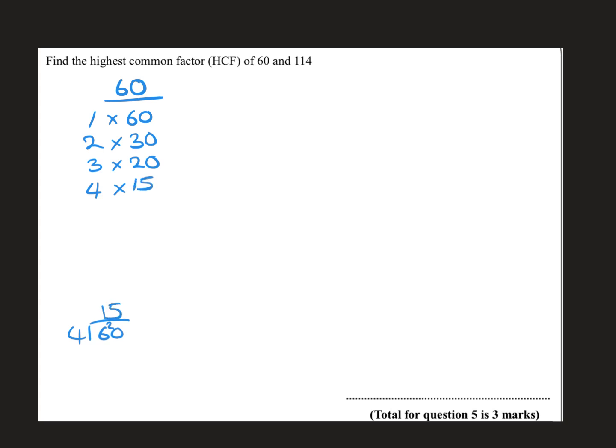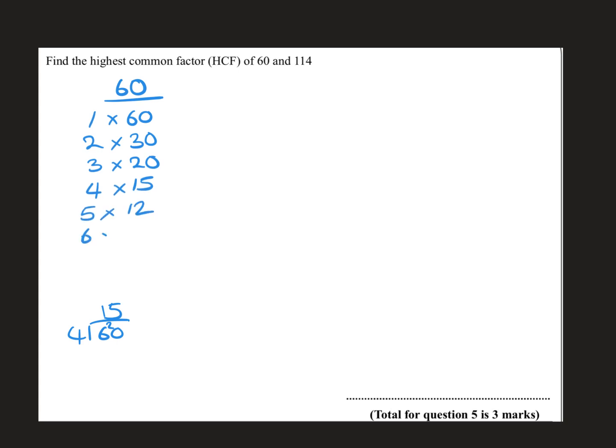So we'll start with 60. So 1 times 60 gives us 60. 2 times 30. 3 times 20 would give me 60. 4 times, and if you're not sure, just work it out somewhere on your page. So 60 divided by 4 goes in once with 2 left over. 4 into 20 goes 5 times, so it's 4 times 15. It is in your 5 times table, so 5 times 12.